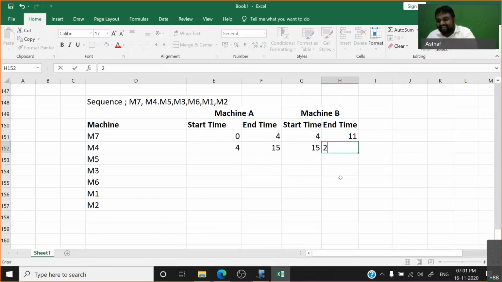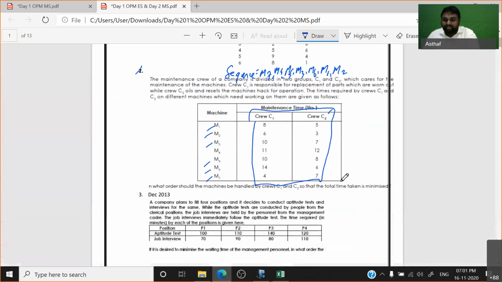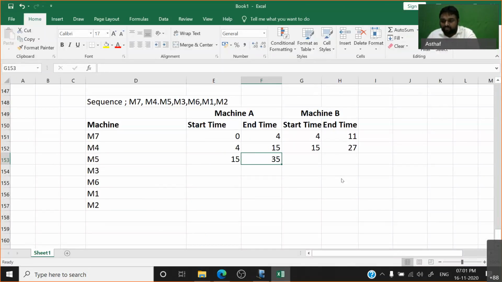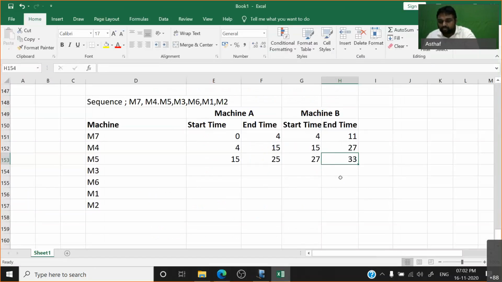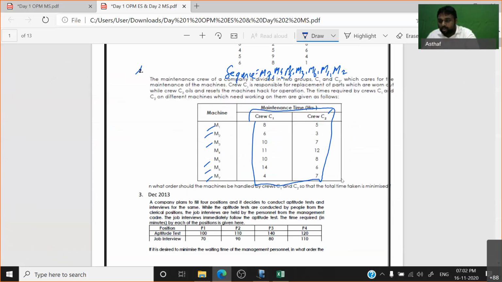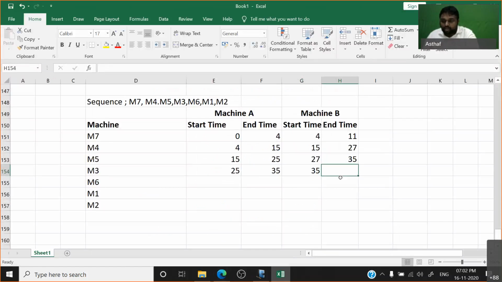Some of the friends are already giving the answers. So we will have 15, which is M5. M5, 10. So 15 plus 10, you will have 25. The higher one is 27. So M5, 8. So you will have 35. So M3, 10. So 35. You will have 35. So M3, 7, 42.